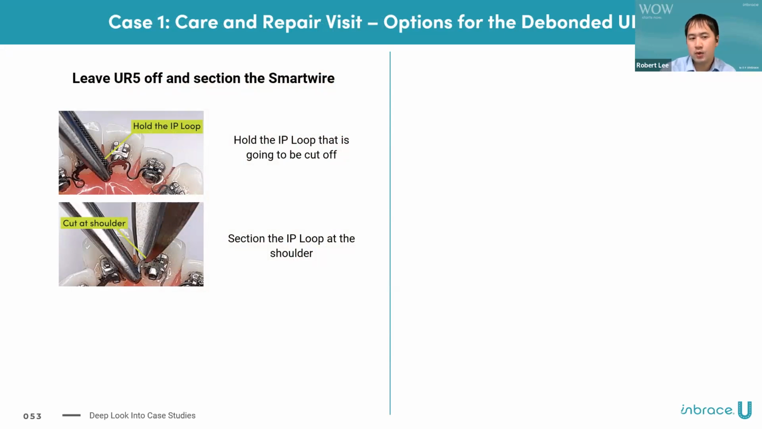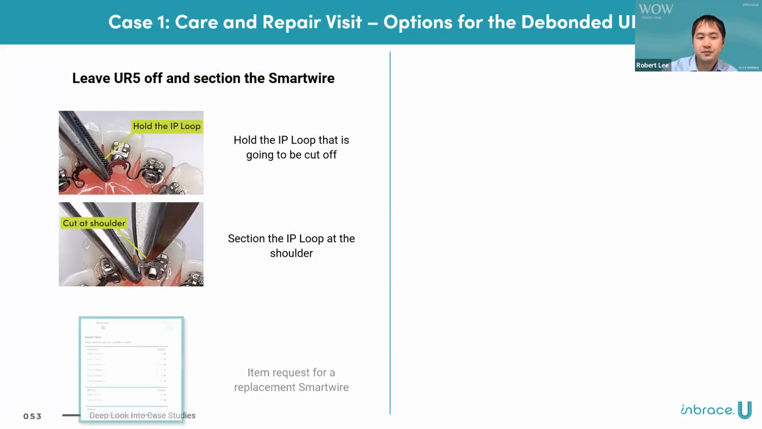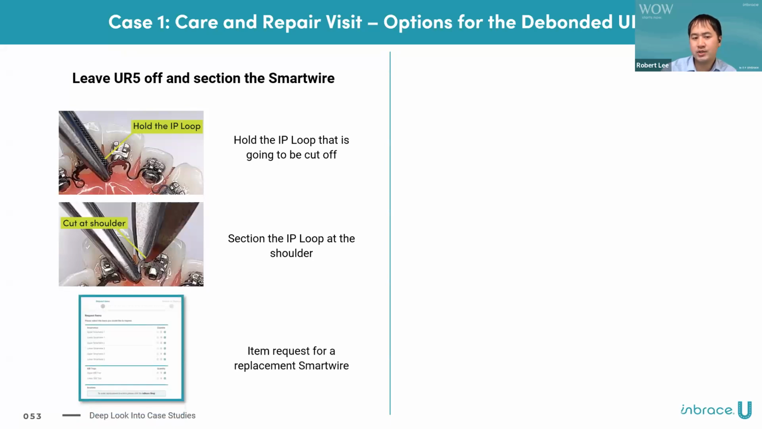But if you are going to section the Smartwire because you only have a few minutes to spare, usually we use a straight cutter because it gives you a little bit more control. You just cut it straight at the shoulder area of the IP loop. And then you hold the IP loop with one instrument and you cut with the other instrument just so that it doesn't go flying off. So you're just holding again with a Matha or a line guard and just section the Smartwire. And then immediately again, after you section anything or you have something broken, just item request for the replacement part. And then usually it'll come within 2 weeks.